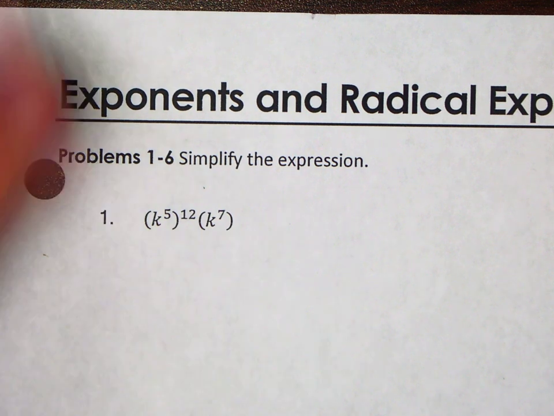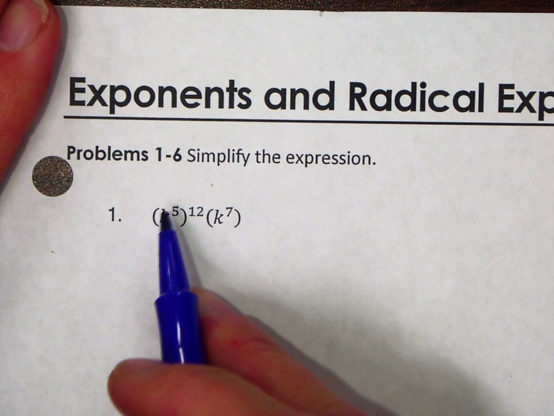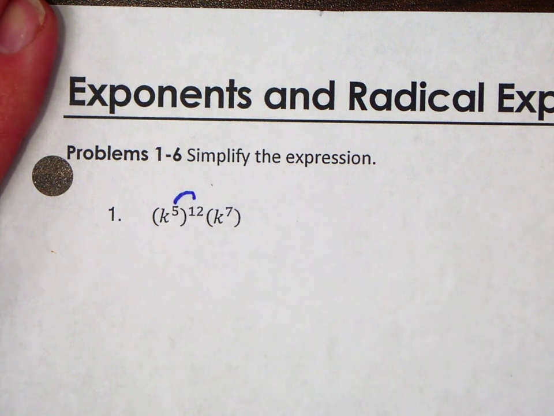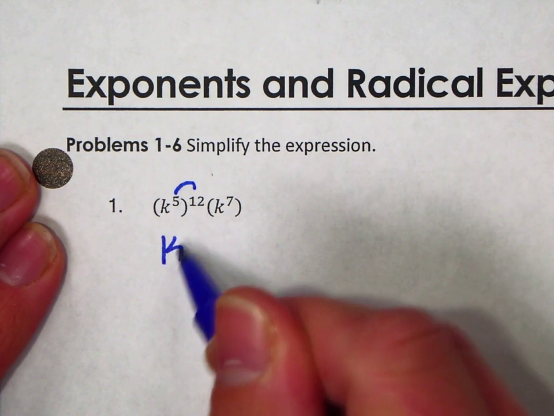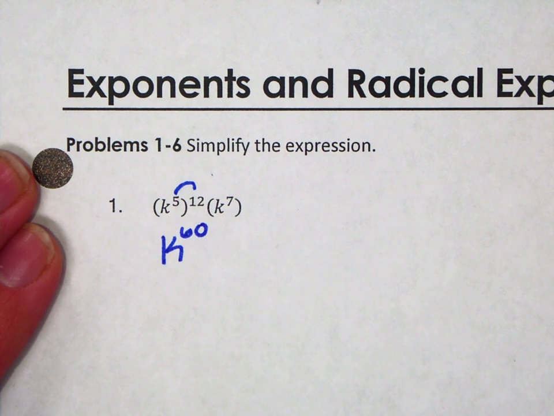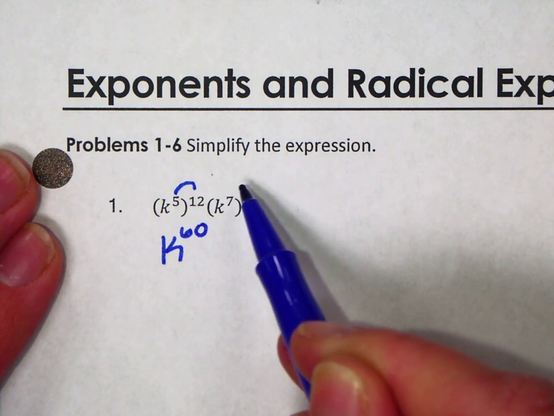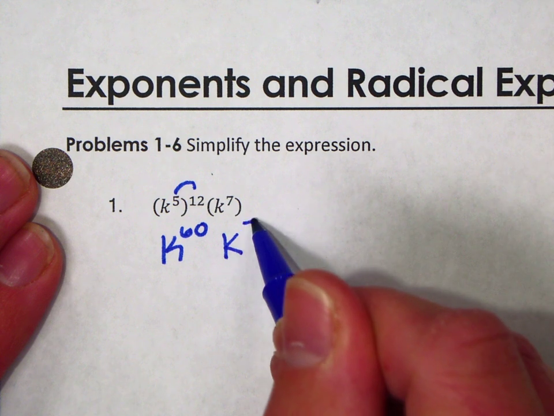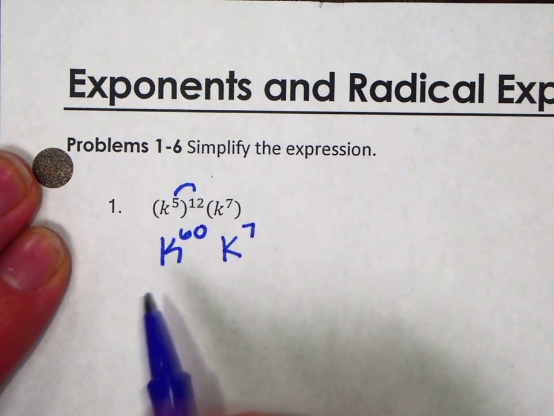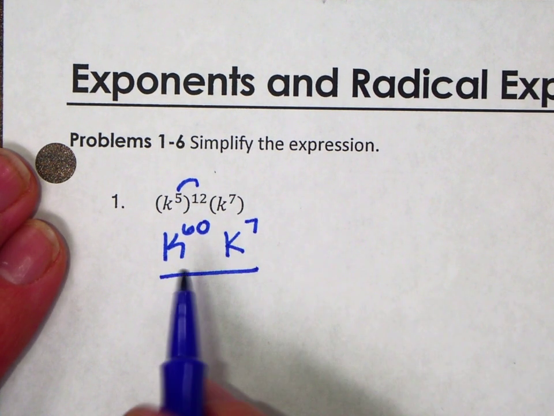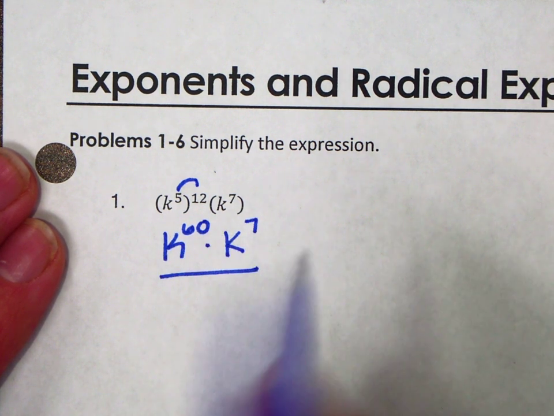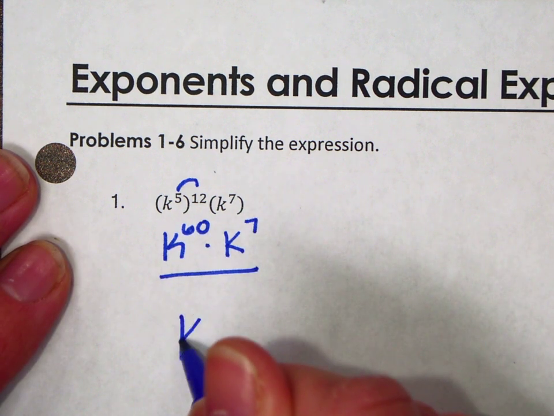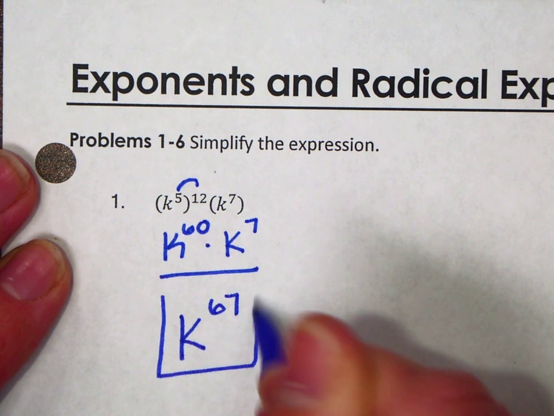On problem number 1, it's a simple exponent rule. Because you have parentheses, I know that means I need to multiply my exponents. And so 5 times 12 is going to be 60. So this k is now going to get an exponent of 60. There isn't an exponent on the outside of this k, so I'm just going to drop down k^7. Now because both of these are k's, you can combine them, and when you are multiplying, you add your exponents. So 60 plus 7 is going to give you k^67.